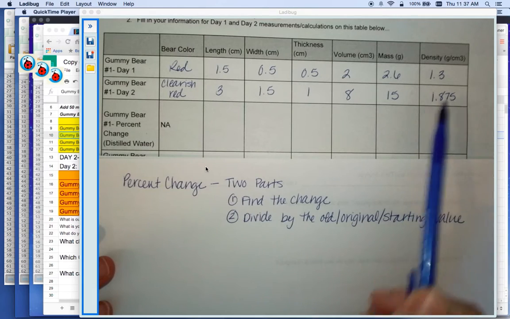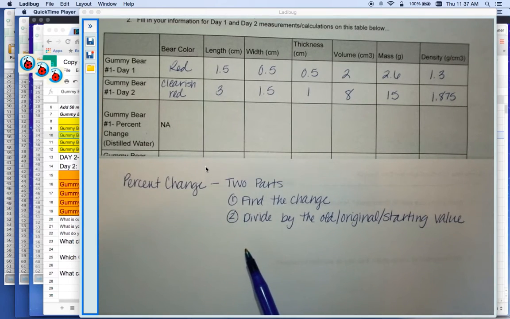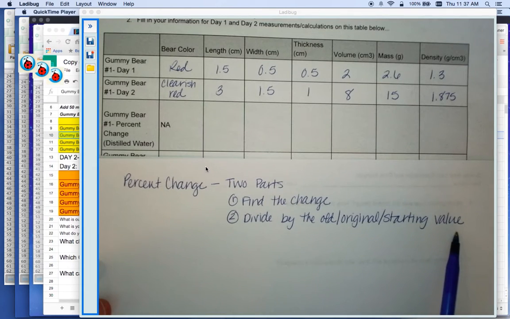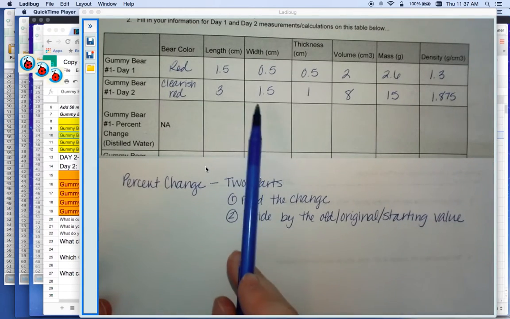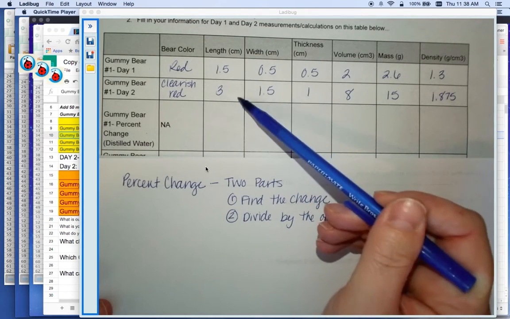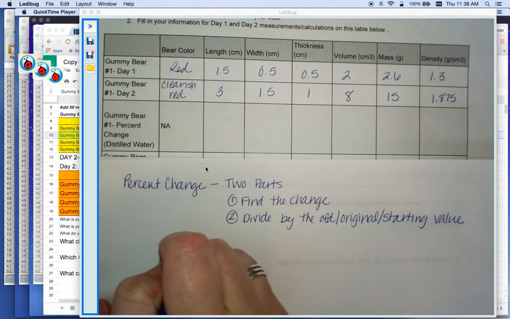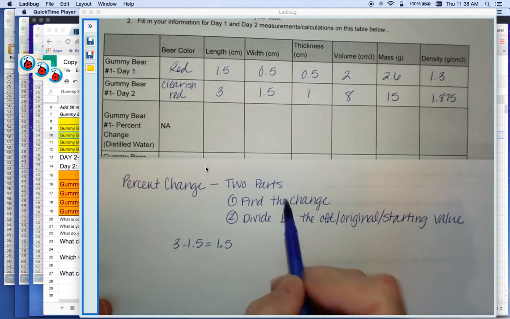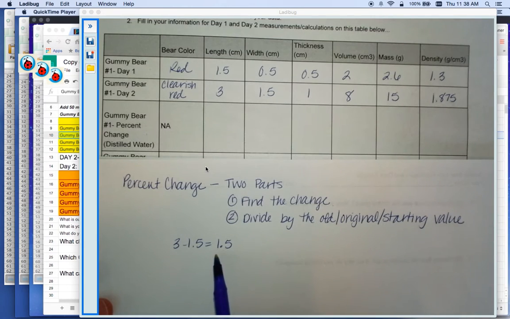Okay, now to do percent change, there's two parts to this. Number 1, we're going to need to find the change or the difference, and then we're going to divide by the old original starting, however you want to think of it, value. So for example, for length, the difference from day 1 to day 2, so 3 minus 1.5, that's a difference of 1.5. So I'm finding the change is 1.5.